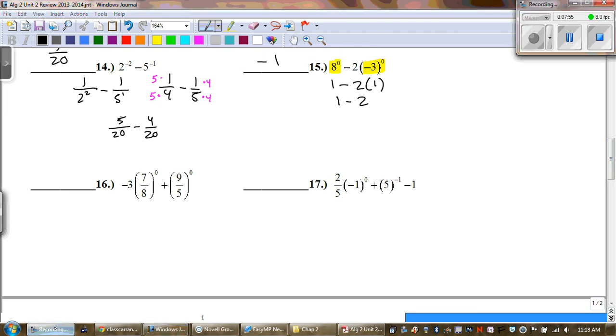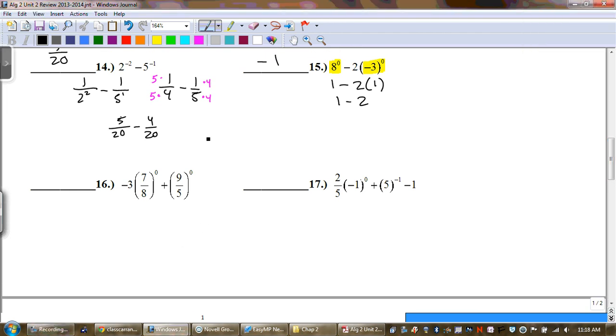All right, 16. Once again, when your exponent is 0, your base turns into 1. So this is negative 3 times 1 plus 1. Negative 3 times 1 is negative 3, and when you add those up, we get negative 2.